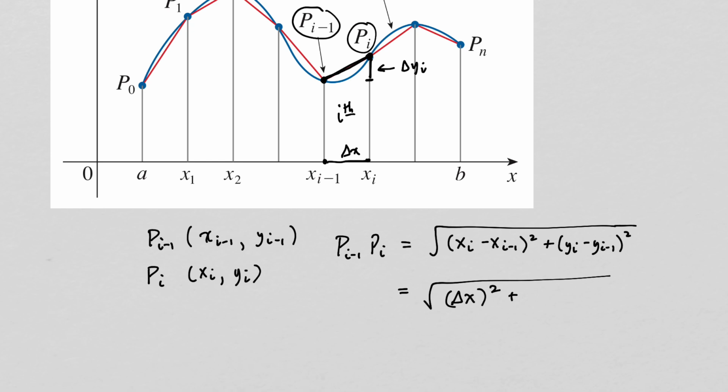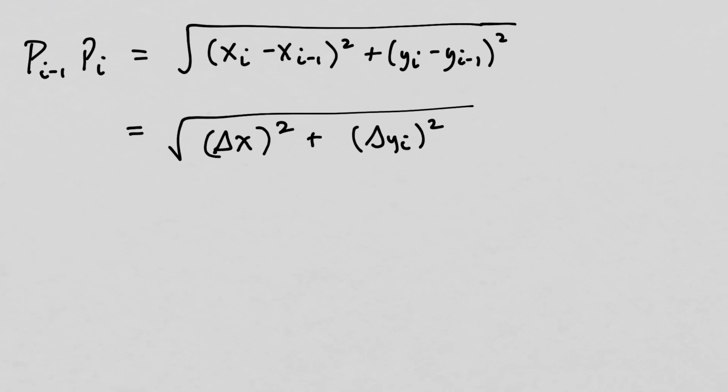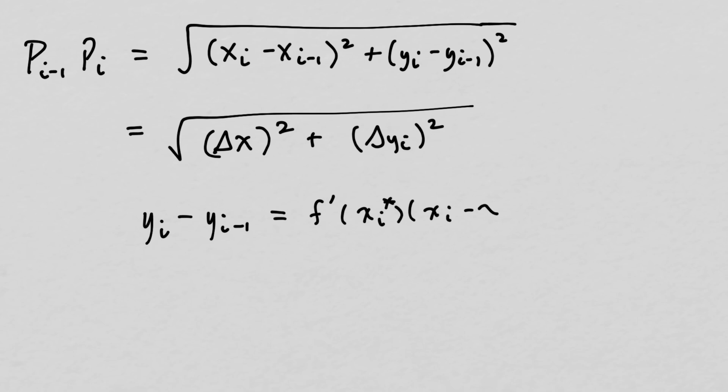Now the reason we call it delta y i is because depending on which piece you're looking at, the delta y's can change, but the delta x's are always the same. So we have delta y i quantity squared. Now let's focus in on simplifying this expression. We know from the mean value theorem that y i minus y i minus 1 is equal to f prime of x i star times x i minus x i minus 1.